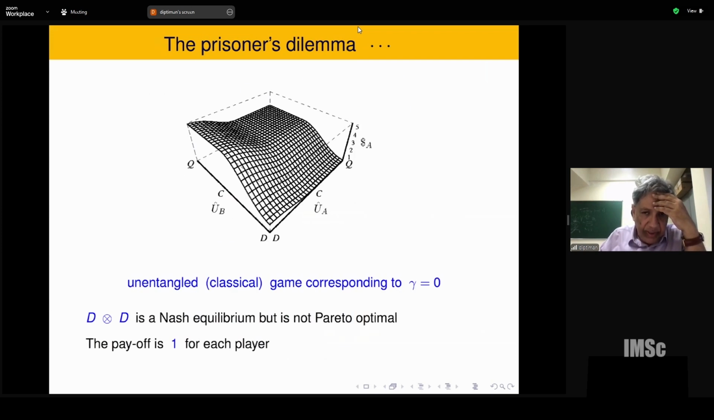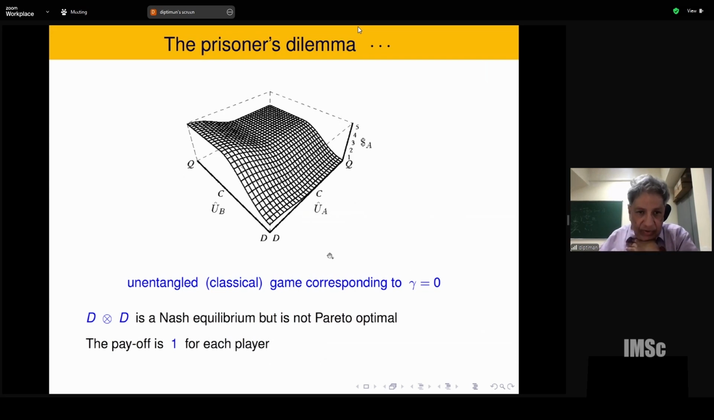Okay, so I'm just going to show this plot. Again, this is a lot to digest, I know. But what this plot shows you is that on one side, you have all the possible strategies of player B, all the possible unitary transformations that player B can act on, UB. So that's this line. And on the other side, you have UA, all the possible strategies of A. And this is the picture if they play the classical game, gamma equals 0.